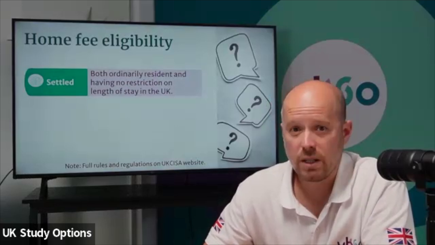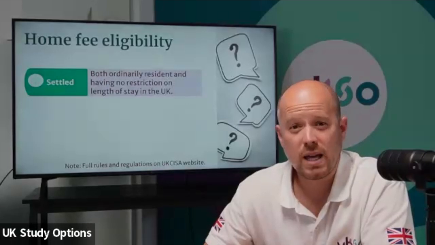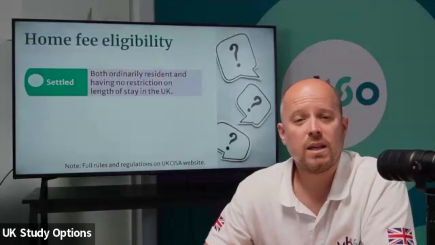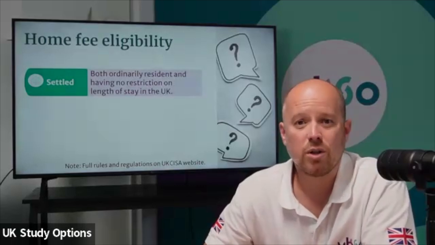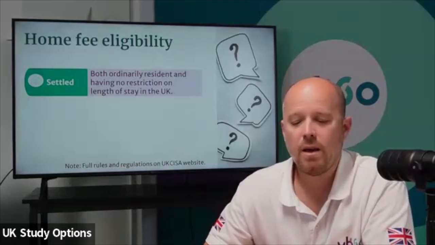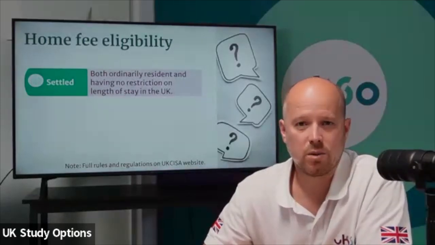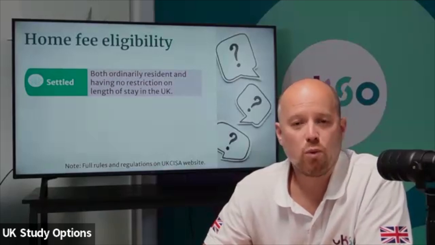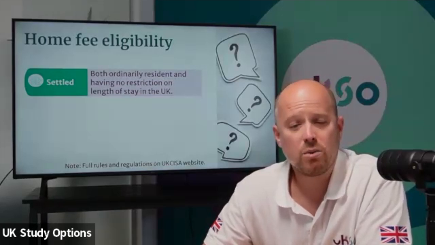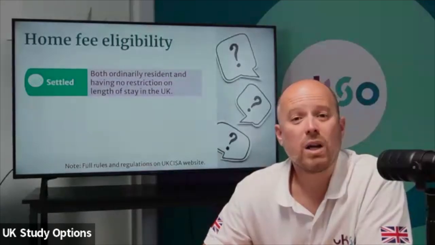So if you have indefinite leave to remain, if you have right of abode in the UK, if you have settled status under the EU settlement scheme, then similarly, you have no restriction on your length of stay in the UK, and potentially you could show how you can be settled. I would point out here that the student, the child themselves, does not need to meet this requirement. If they have a relevant family member who can tick this box, then they also have a pathway to home fees. Now, under the rules, a relevant family member is a parent or a grandparent or a spouse.